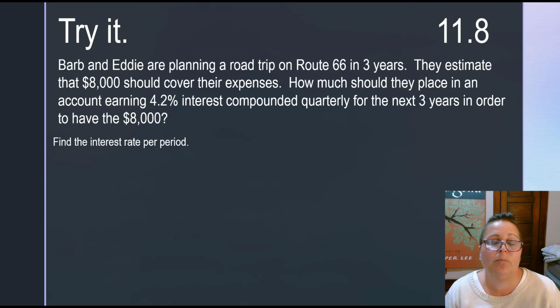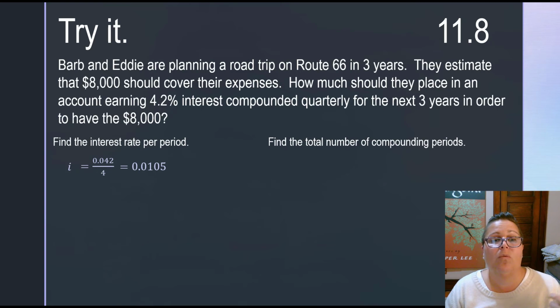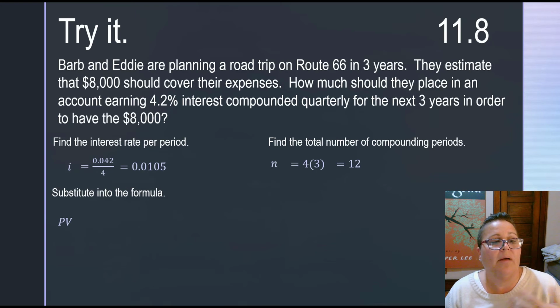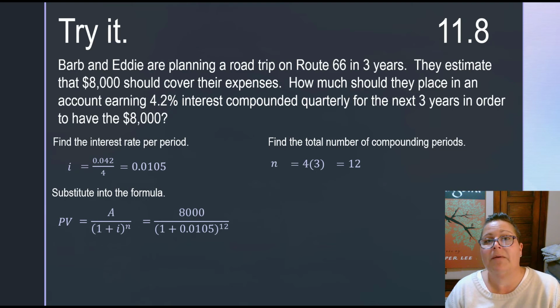We're going to find the interest rate per period. Since it's 4.2%, I know I can't use the table, so I'm going to do my interest rate as a decimal, 0.042, dividing by 4, because it's compounding quarterly, and I'm going to get 0.0105. Total number of compounding periods is 4 times a year for the next 3 years, so 12 compounding periods. My goal amount, or Barb and Eddie's goal amount, is $8,000. So I'm going to substitute these values into the formula, the goal amount being $8,000, my interest rate, or i, per period being 0.0105, and my total number of compounds is 12.